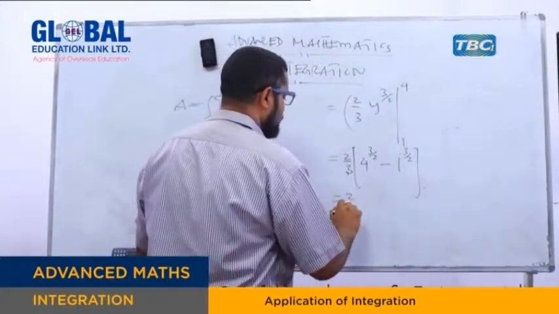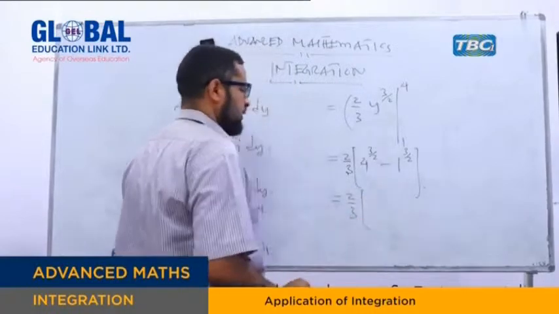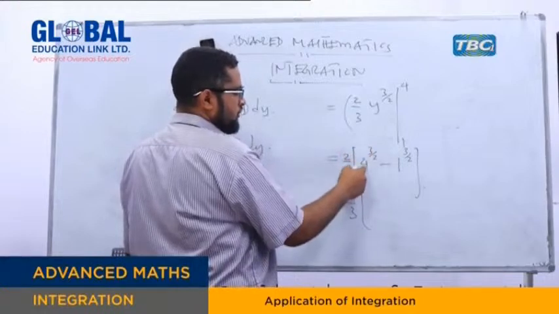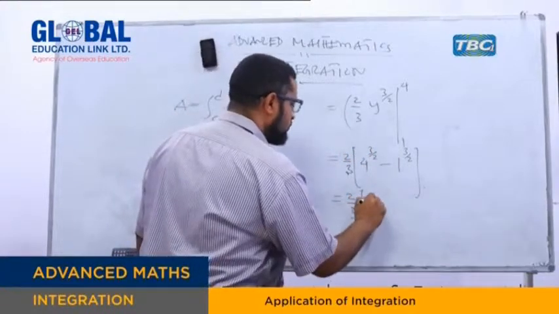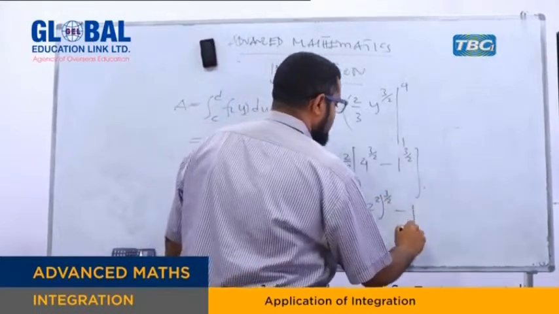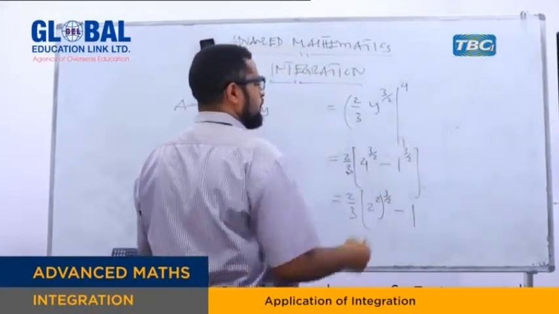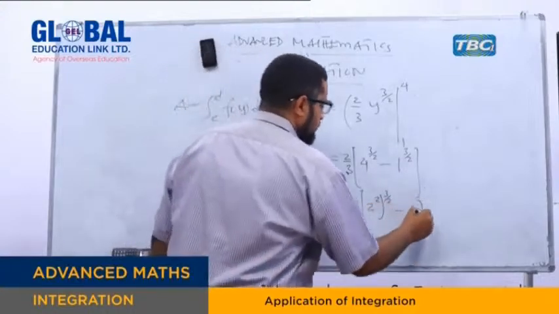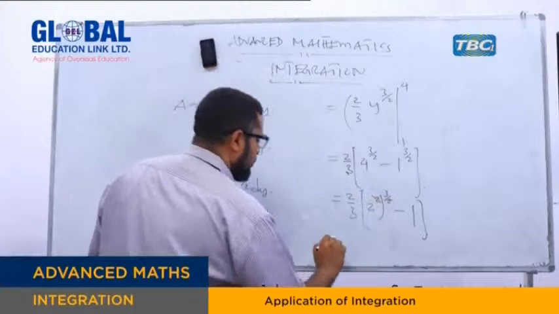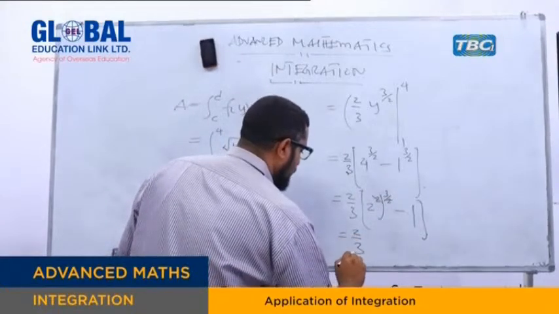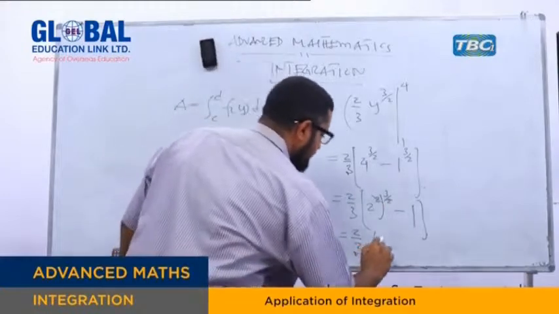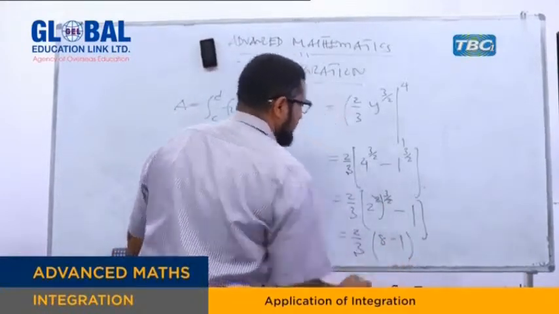Y is 4 to the power of 3 over 2 minus 1 to the power of 3 over 2. This is equal to 2 over 3. Now, 4 to the power of 3 over 2 is the same as writing 2 squared to the power of 3 over 2, minus just 1. 1 to the power of 3 over 2 is just equal to 1. Then this 2 and that 2 cancel out, so we remain with 2 over 3 times 2 cubed, which is 8, minus 1.